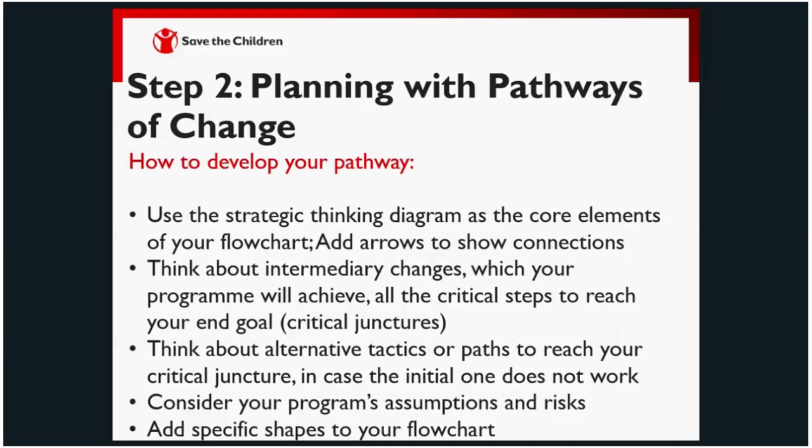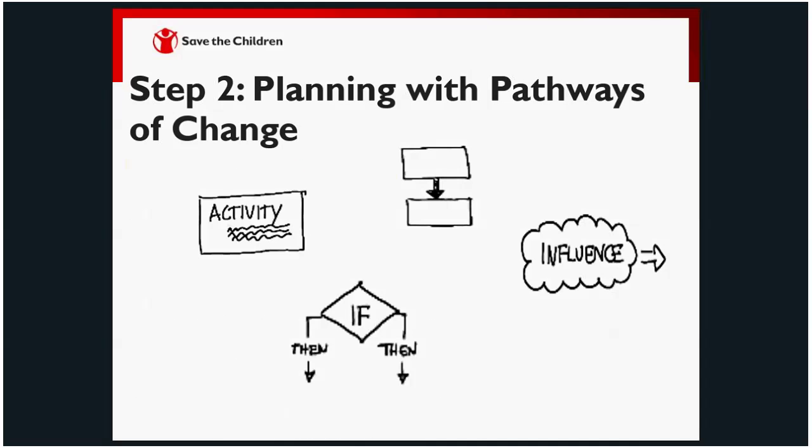And consider your program's assumptions and risks. So based on your current analysis of the scenario and everything, you need to add the program's assumptions and risks into these flowcharts, and then add specific shapes to your flowchart. And I'll introduce those shapes and what they are. A rectangle basically shows the activity. An arrow shows the connection between these different events.